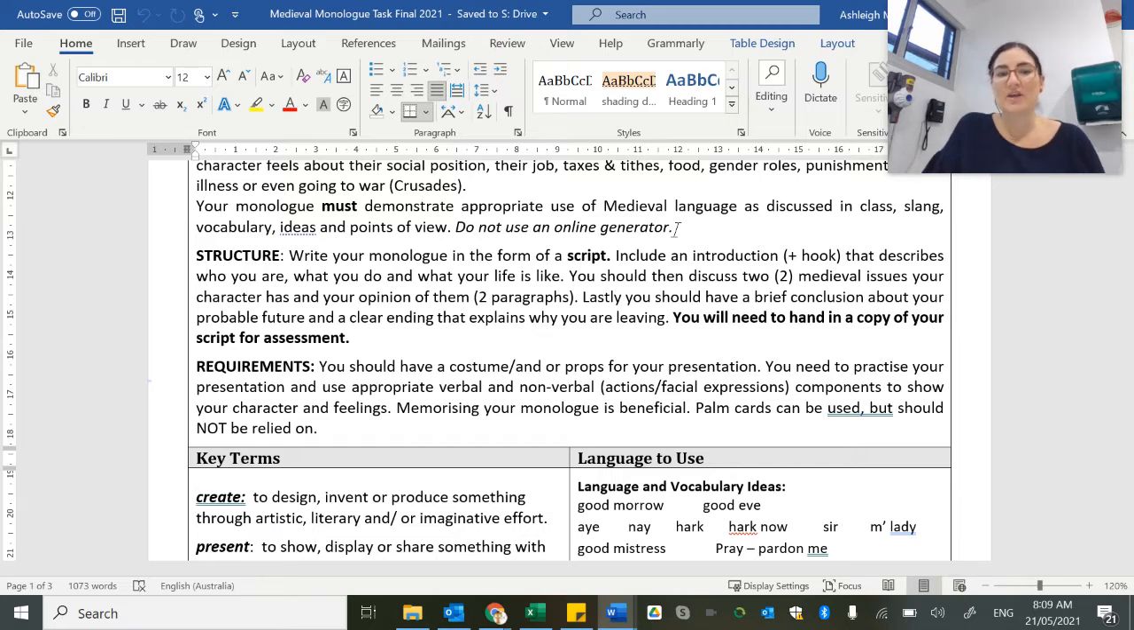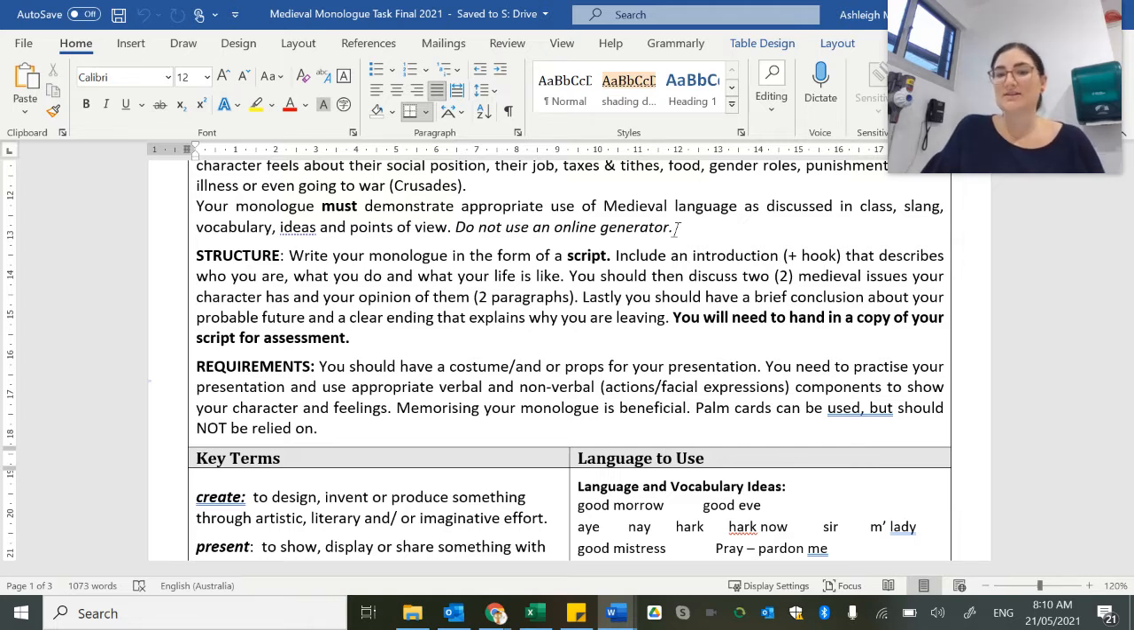So the structure, you're going to write your monologue in the form of a script. You'll have an introduction, which will have some sort of hook that'll make it interesting for your audience. So you might like to walk into the classroom sweeping the floor and muttering to yourself about how much work you've got to do and how it's so tiring. You're going to describe who you are, what you do, and what your life is like. So that'll all be in your introduction.